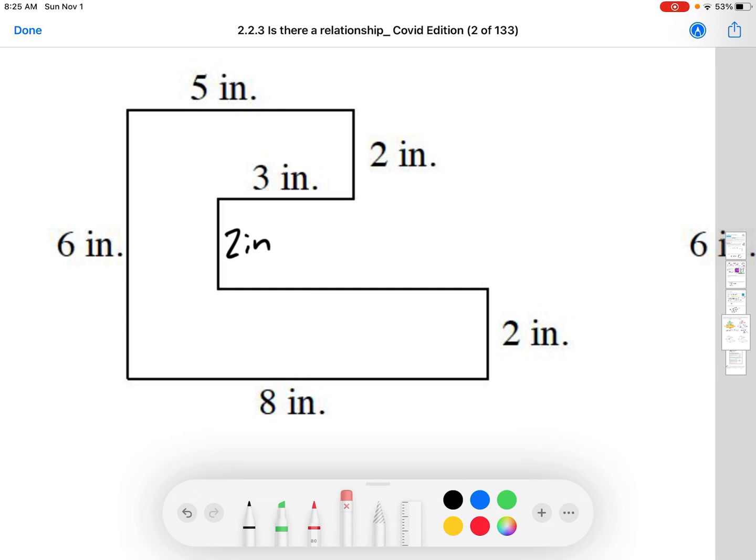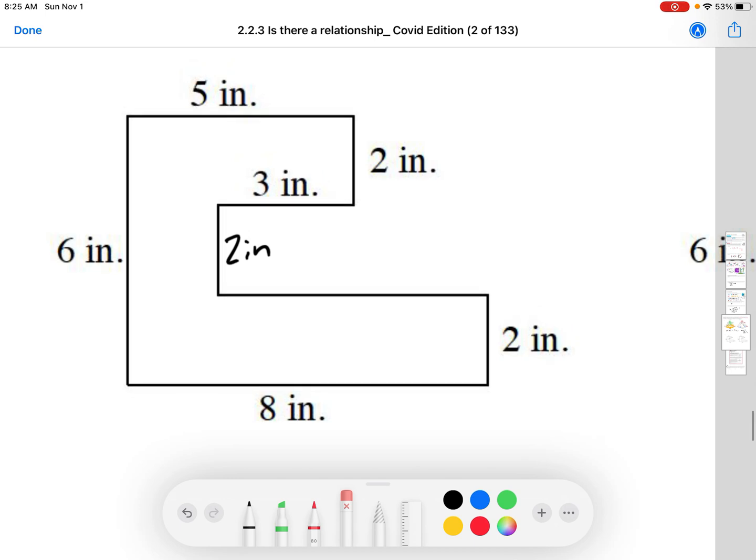Now that bottom one, oh, that's kind of a tricky little one, isn't it? How could I get that one? Now this one works a little bit different. Since this is 3, then this is 3 inches. But that whole top part is 5, so that must be 2 inches.